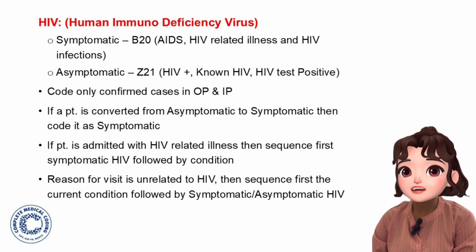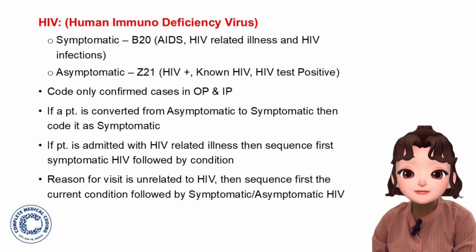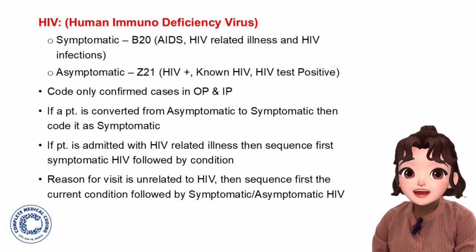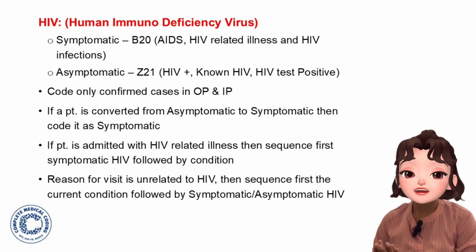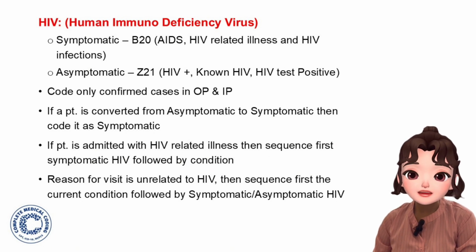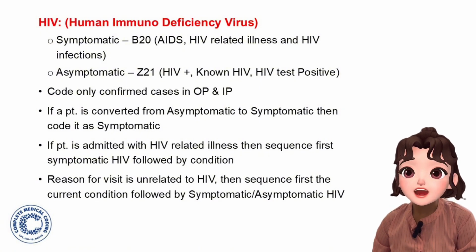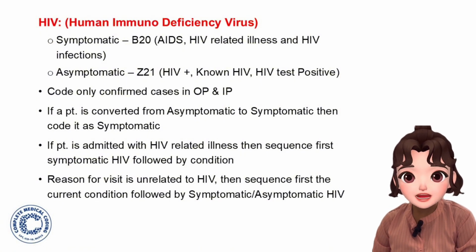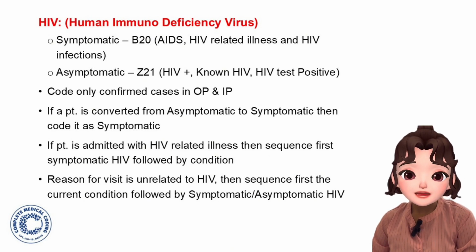HIV. What does HIV mean? As you know, HIV is human immunodeficiency virus. So for HIV cases, if it is symptomatic, you have to code B20. That's the default code for symptomatic HIV, and for asymptomatic, Z21.